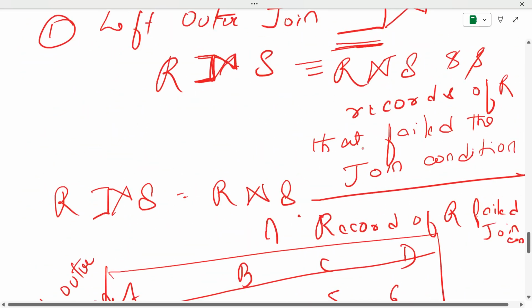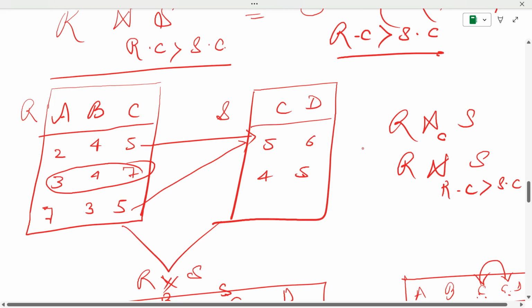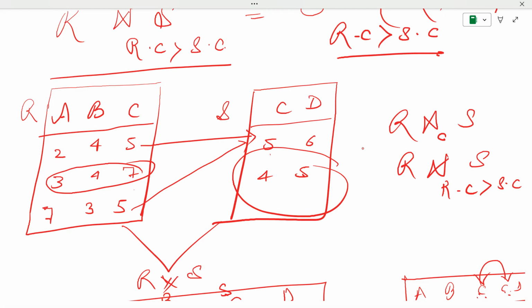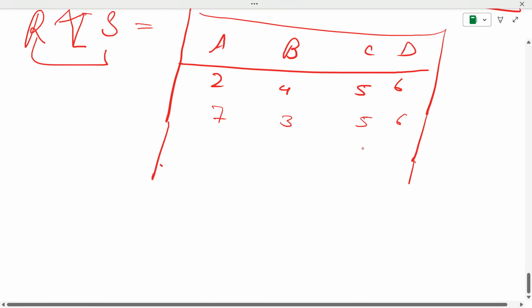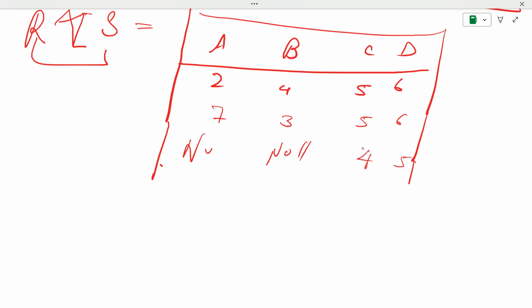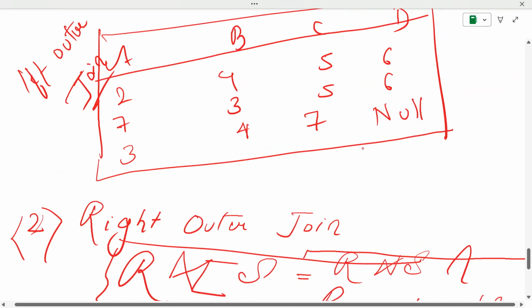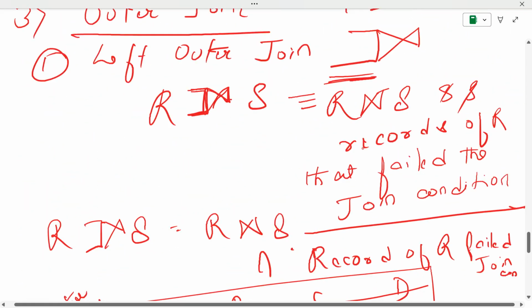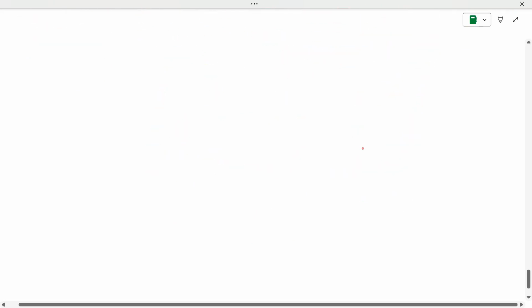It also includes the records of S that failed the join condition. So this is the only record of S that failed the join condition, because this has been paired with this. So 4 and 5. In C and D we will write 4 and 5, and here it will be null, and here also it will be null. So this is the result of right outer join. Okay, now with this it got in a different direction, but okay, let's see, the third part is full outer join.